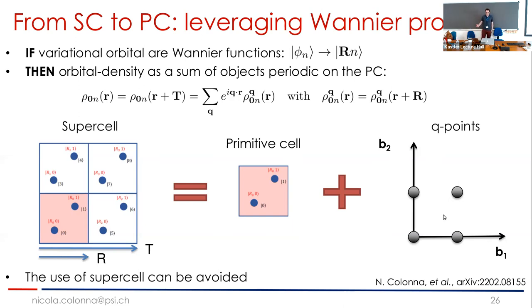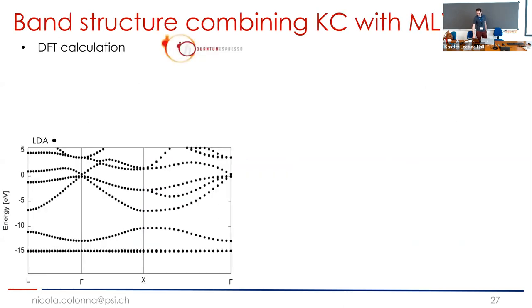Of course, the advantage from a computational point of view is tremendous, because now you can work with a small cell. You can in principle parallelize over k-points, and exploit the space group symmetry of your system. And this has been implemented in Quantum ESPRESSO at this stage as a post-processing. Essentially, the basic assumption is that now our variational orbitals actually coincide with maximally localized Wannier functions. So we skip the minimization and we use simply maximally localized Wannier functions obtained from a Wannier90 calculation.